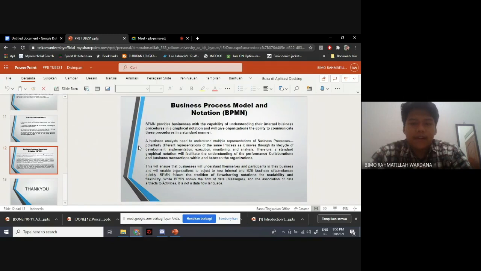Therefore, a standard graphical notation will facilitate the understanding of performance, collaboration, and business transactions within and between organizations. This will ensure that businesses understand themselves and the participants in their business, and will enable organizations to adjust to new internal and business circumstances quickly. BPMN follows the tradition of flow charting notation for readability and flexibility, while business process model and notation shows the flow of data and the association of data artifacts to activities. It is not a data flow language.